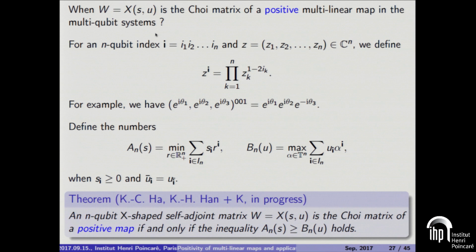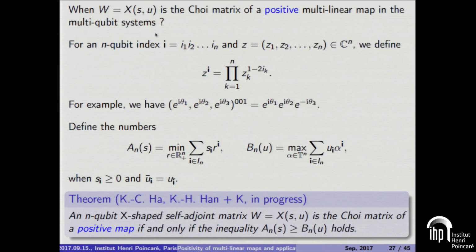This is an index, a 0, 1 string, and these are n complex vectors. Then we take some number, g to the I, which is nothing but the product of these things. It is better to see some examples. Here are the three vectors, and here are the three qubit strings. Then we get the multiplication of these numbers, like here.